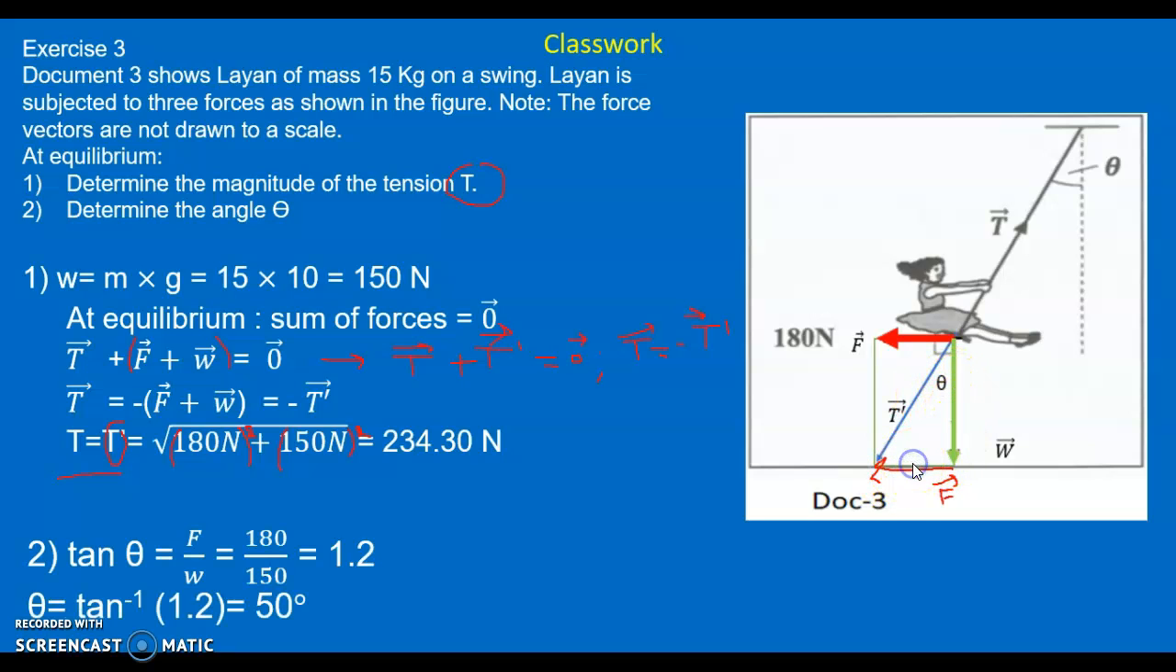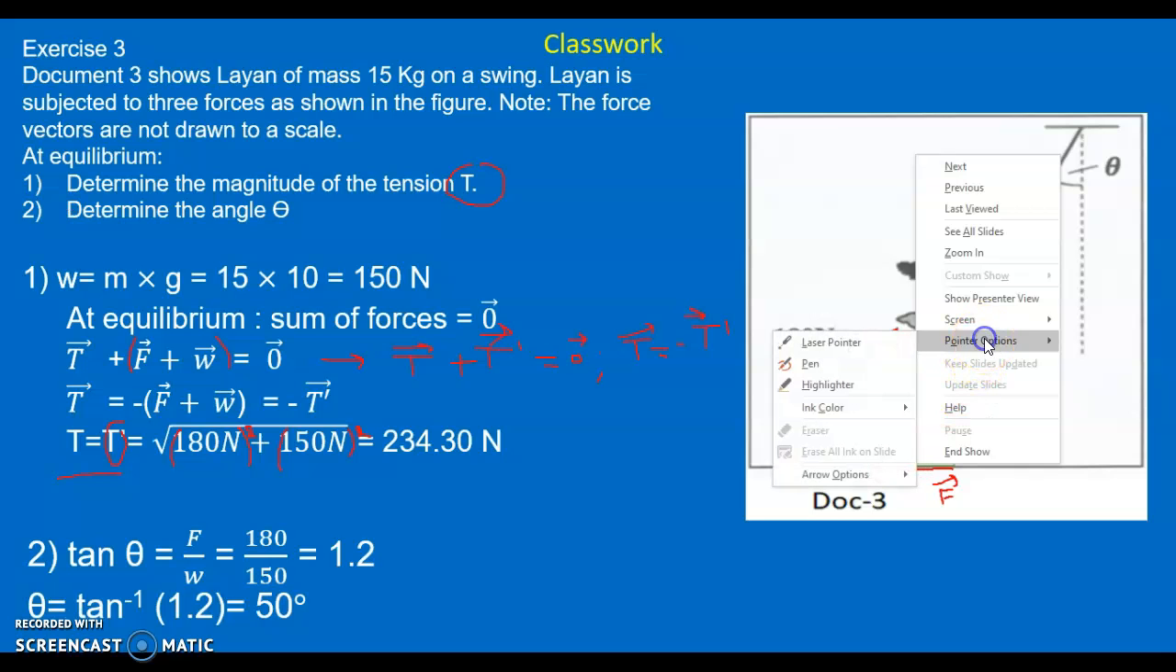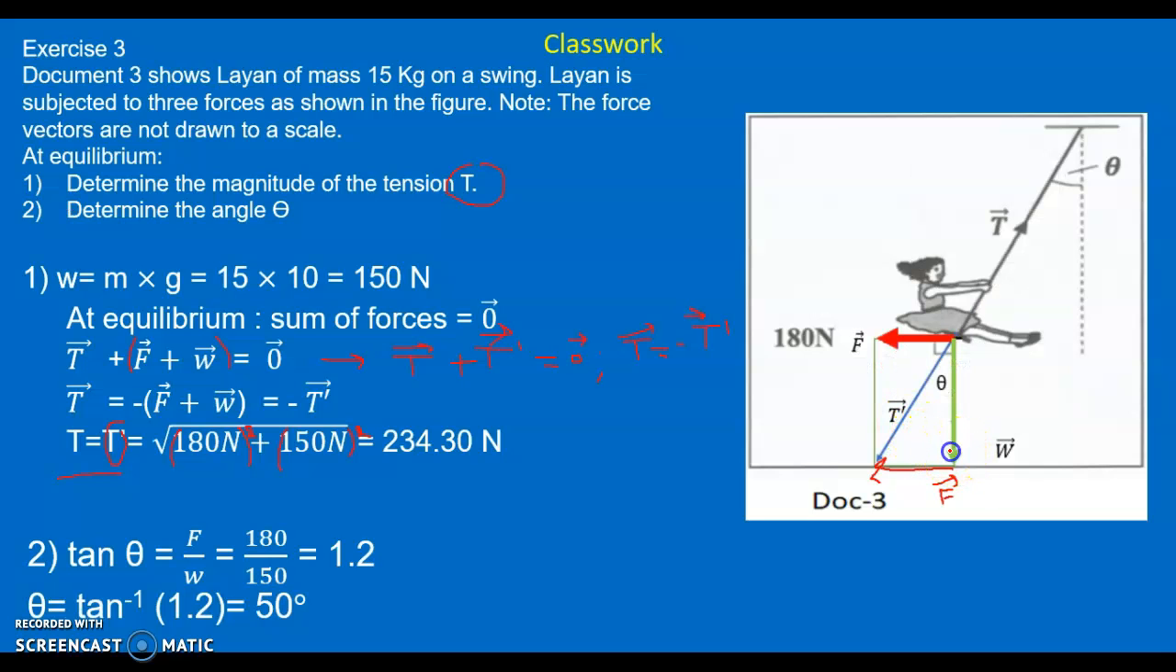We can see that this is a right triangle, and you know that opposite sides in a rectangle are equal, so this is F and this could be considered to be F too. So T prime, which is the hypotenuse, is equal to the radical of F squared plus W squared, the magnitude of the force F squared plus the magnitude of W squared, radical, so we get 234.30 newtons. This is T prime, but we already proved that T is equal to T prime, so T is also equal to 134.30 newtons. Now part two, to determine the angle theta.